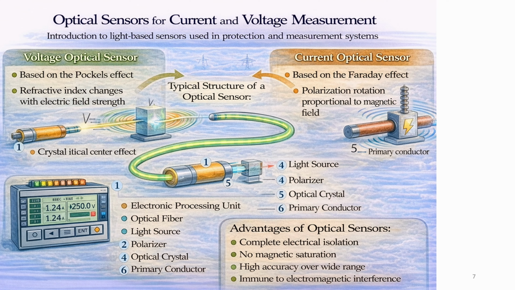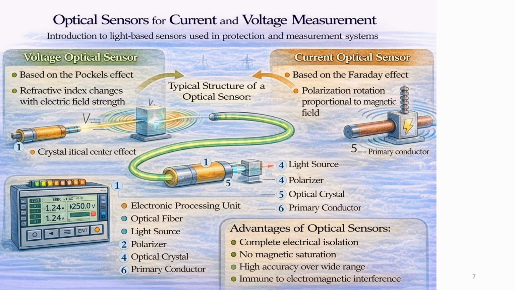First, voltage optical sensors. These sensors are based on the Pockels effect. When the electrical field is applied to the crystal, the refraction index of the crystal changes proportionally to the field strength. This change affects the polarization of the light passing through the crystal. By measuring this change, the applied voltage can be determined.